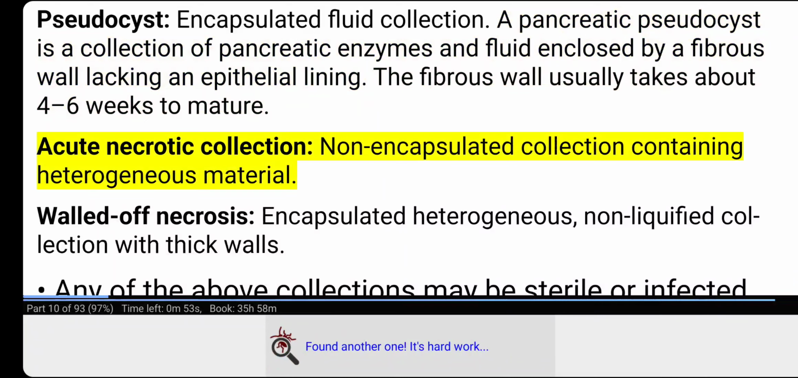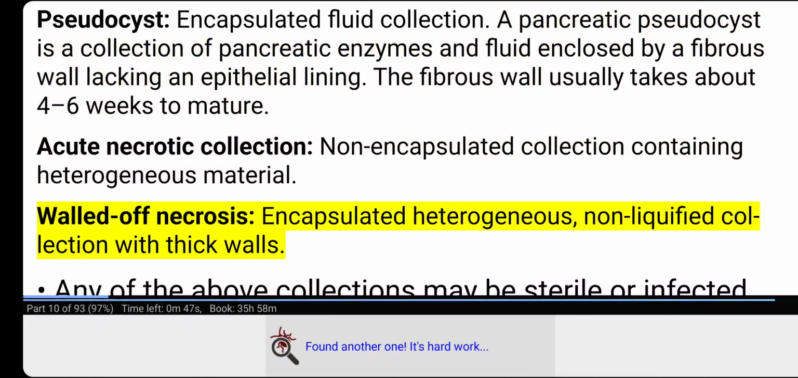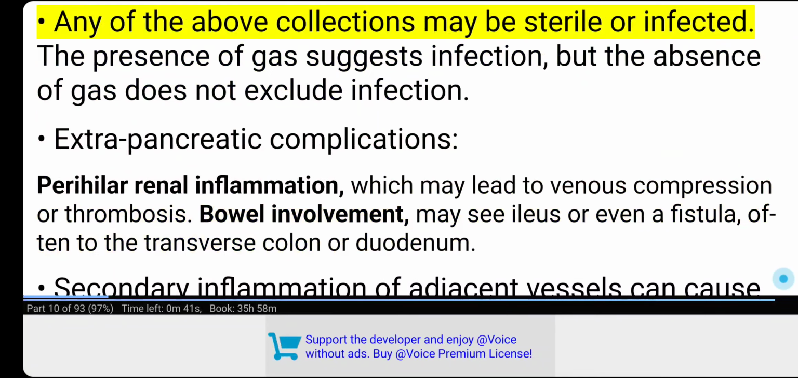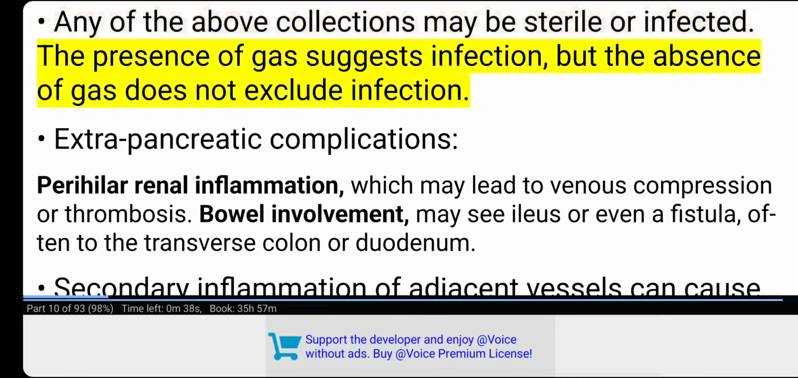Acute necrotic collection: non-encapsulated collection containing heterogeneous material. Walled-off necrosis: encapsulated heterogeneous, non-liquefied collection with thick walls. Any of the above collections may be sterile or infected. The presence of gas suggests infection, but the absence of gas does not exclude infection.